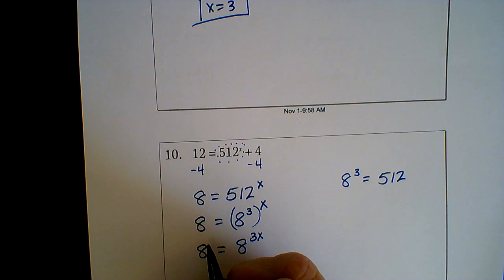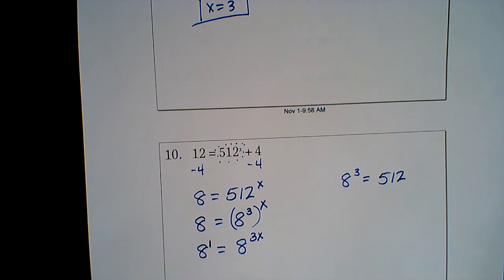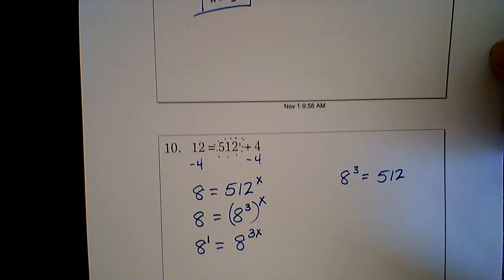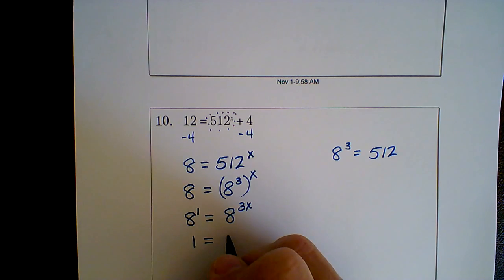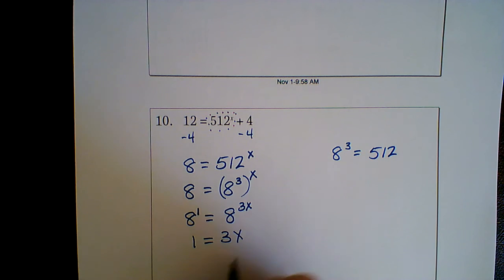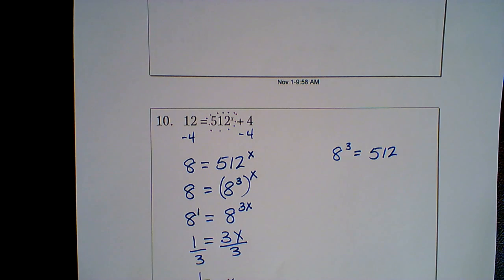So I don't have an exponent over here, but we know there's a 1 there even though we don't write it. So in this case, my bases are the same. I can set my exponents equal to each other and solve for x. So 1/3 equals x, and when we rewrite it, we get x equals 1/3.